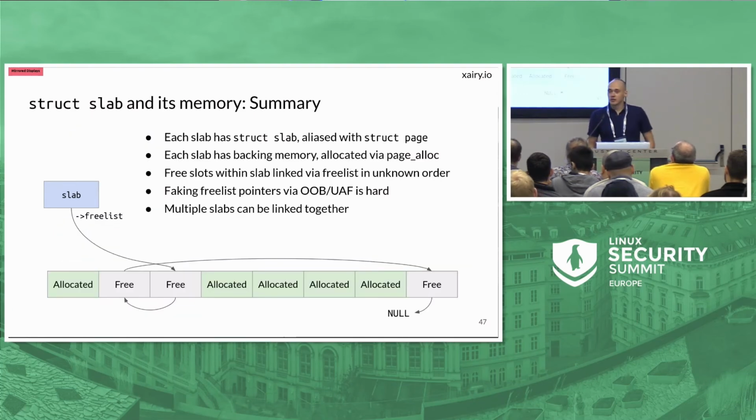Okay, as a summary about the slab structure, each slab has its own struct slab. Each slab has its own backing memory allocated from pagealloc. Each slab has one free list, which contains the free slots within the slab, and the free list pointers are stored within the free slots themselves. Faking free list pointers is hard. As a result, we're going to be mostly discussing faking or overwriting other objects. And then multiple slabs can be linked together. Just know that we have two different ways to link them that are used for per CPU versus per node slabs.